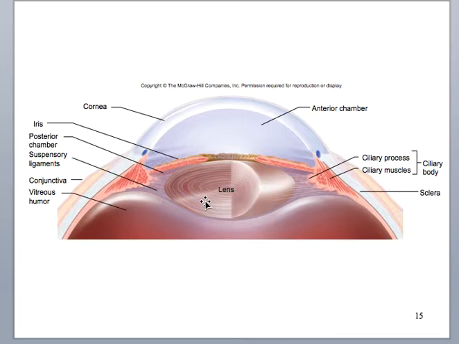Now on the list, I have suspensory ligaments listed. You are going to want to cross off suspensory ligaments and add ciliary processes, because you'll be able to see the ciliary processes on our models, but not the suspensory ligaments.